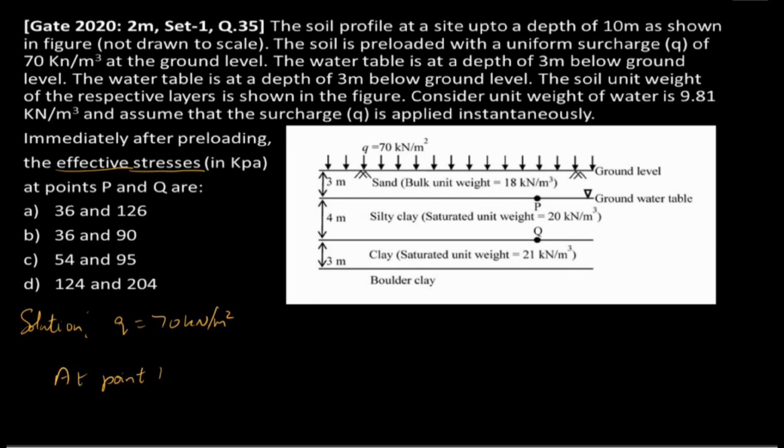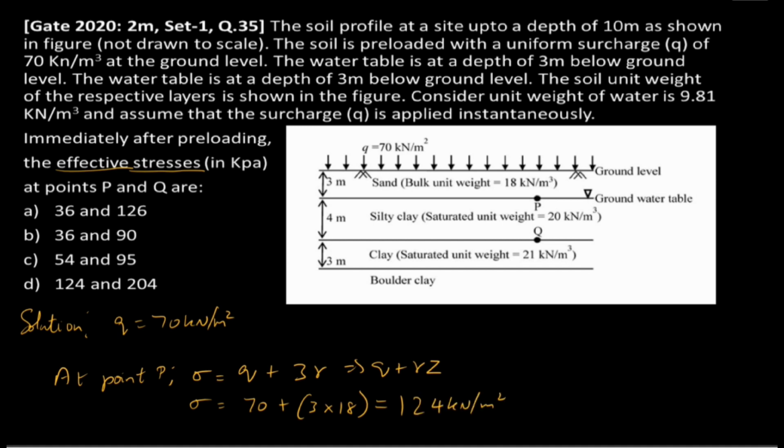At point P, total stress sigma is equal to Q plus 3 gamma, which is Q plus gamma Z. Q is equal to 70 plus 3 into gamma, which is 18, 3 into 18, which gives us 124 kilonewton per meter square.